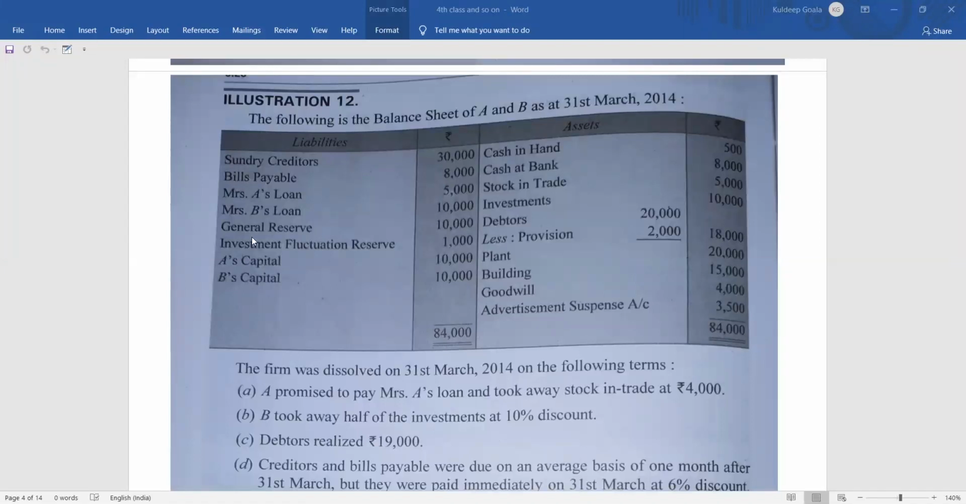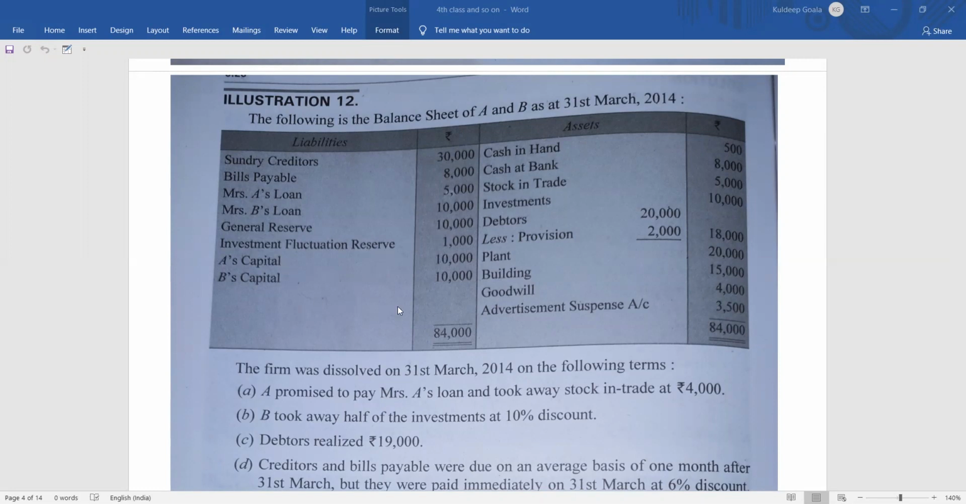Okay, remember that. General reserve will be transferred to capital. Then investment fluctuation reserve will be transferred to the realization account. The other day I also told you that investment fluctuation reserve is generally transferred to the realization account because while selling the investment, there might be profit, there might be loss. For that adjustment, investment fluctuation reserve is transferred to the realization account.